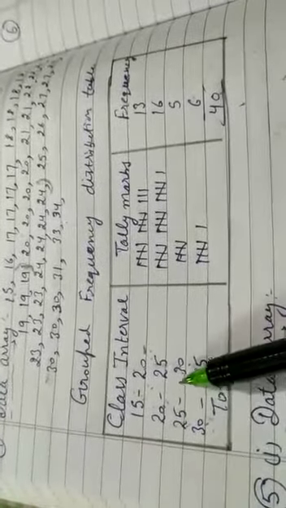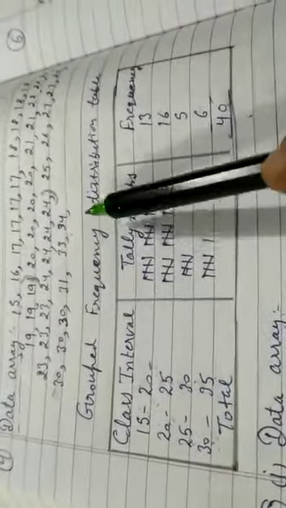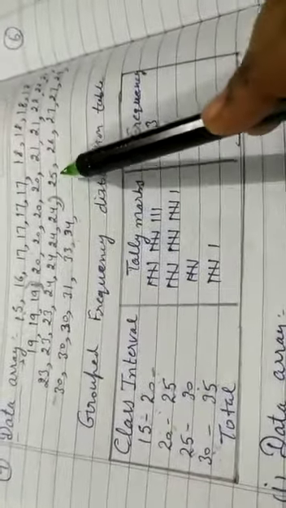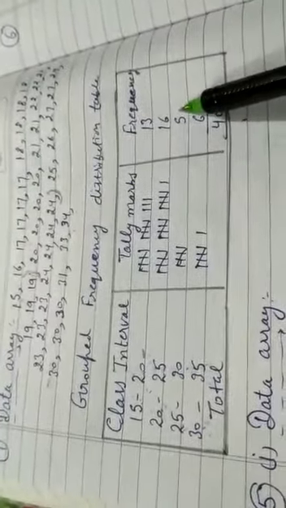After that, 25 to 30. We will take up to 29. 30 we will take in the next interval. Then we will count it: 1, 2, 3, 4, 5. 5 numbers are there. Our frequency is 5.